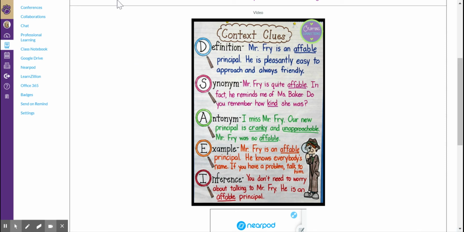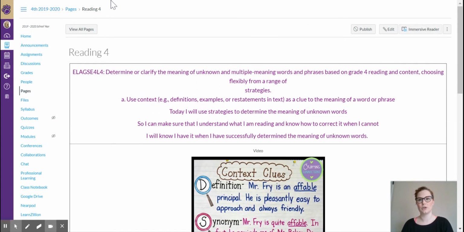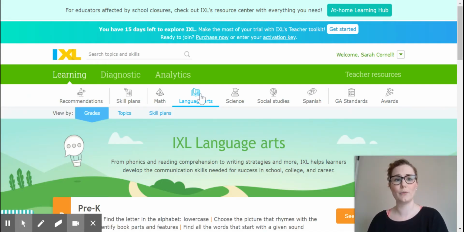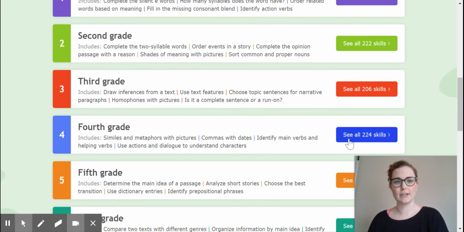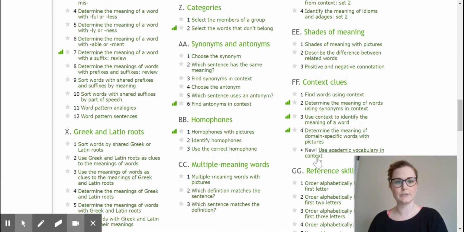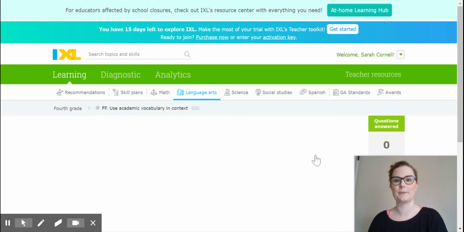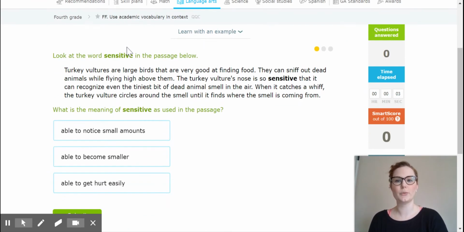So today I'm going to go through one or two of these IXL examples, and we're going to make sure that we understand what it's asking us to do. So I'm just going to navigate to IXL. 4th grade, and if you want to go in and practice, that's always an option for you. It's down here under 4th grade. Once I get down here, I'm finding where it says context clues, and I'm going to use this academic vocabulary one. All right, so the first passage, we're looking at the word sensitive.